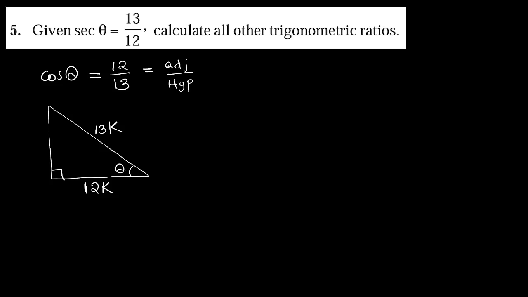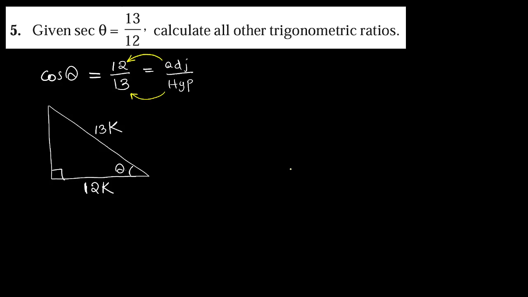Sir, can you repeat it again? I will repeat. All of you please listen. Adjacent side by hypotenuse is 12 by 13. Does it actually mean that the adjacent side is 12 and hypotenuse 13?